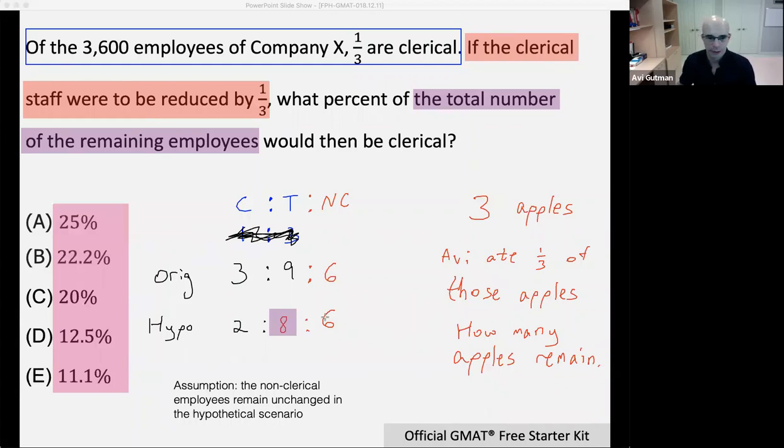And of those 8 ratio units, they want to know how many would be clerical in this hypothetical situation. So they're asking what percent is this 2 out of 8? So 2 out of 8 is a quarter. And I think most of us know a quarter when we see it. I'll just pause here for questions. I think this one was tougher for most of you.